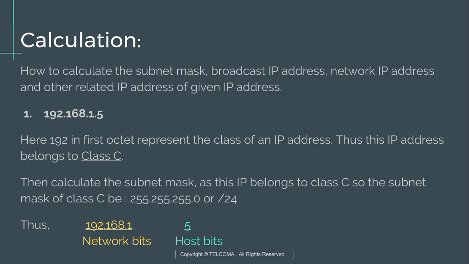Here 192 in the first octet represents the class of an IP address. It gives an indication of the class to which this IP address belongs. Thus, this IP address belongs to class C, as we know the range of the private IP addresses. Then calculate the subnet mask. As this IP belongs to class C, the subnet mask of class C is 255.255.255.0 or /24. It means the first three octets represent the network ID or the network bits, and the last octet represents the host bits.